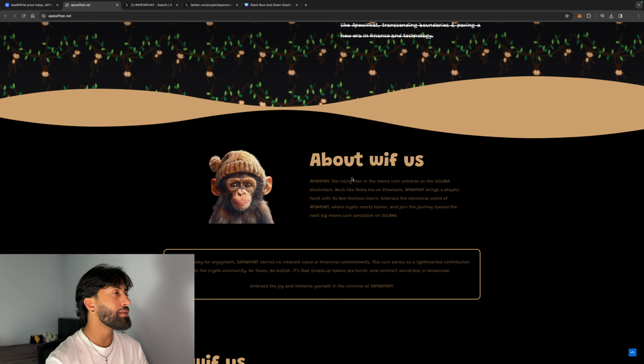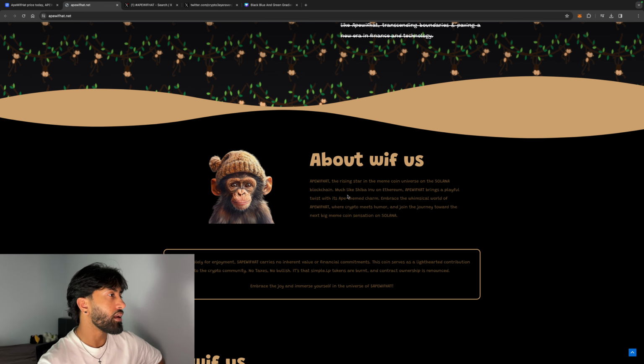Apewifhat, the rising star in the meme coin universe on the Solana blockchain. Much like Shiba Inu on Ethereum, Apewifhat brings a playful twist with its ape-themed charm. Embrace the whimsical world of Apewifhat, where crypto meets humor, and join the journey towards the next big meme coin sensation on Solana.